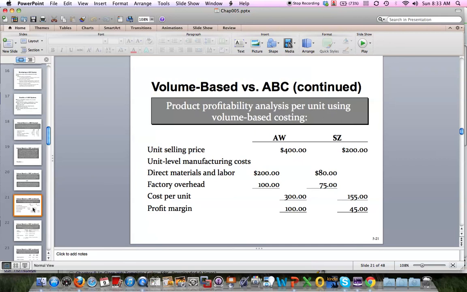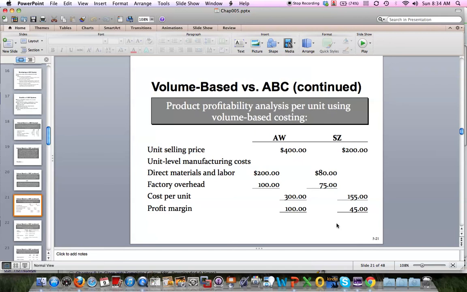And then here is what they call the profitability analysis, at the very bottom of page 139, the volume-based profitability analysis. The selling price of each, the direct materials for each, 280, and overhead, 175, to get down to cost per unit for both, which is a $100 profit margin for AW and a $45 profit margin for SZ. Okay, so that's the volume-based approach. So it looks like AW is much more profitable.